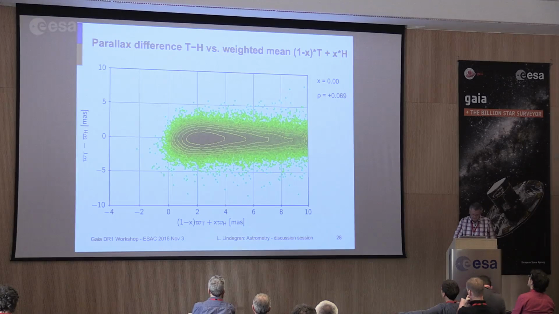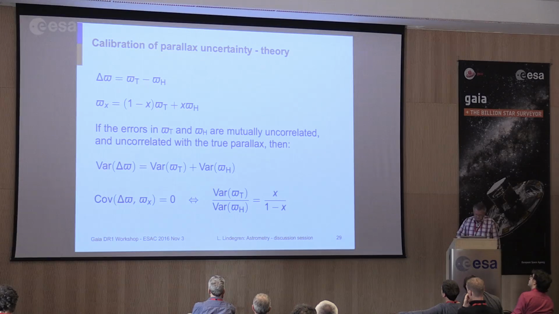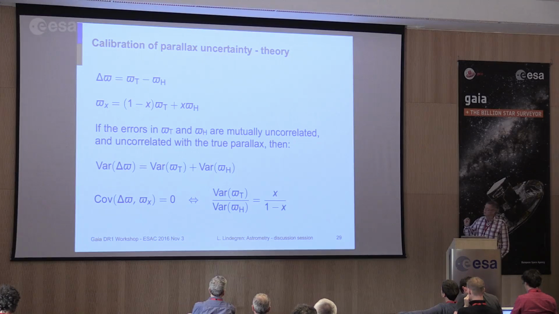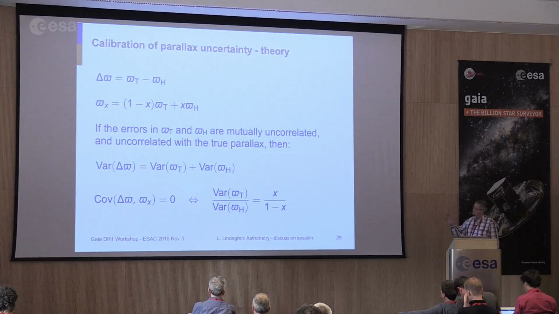So how can we understand this? Well, it's actually very easy to show that if we assume that the errors in the Gaia and the Hipparcos parallaxes are mutually uncorrelated, which is reasonable because they are from two completely independent missions, and we have not used the Hipparcos parallaxes in Gaia, only the Hipparcos positions, we also have to assume that the errors are uncorrelated with the true parallax, which is also a reasonable approximation.